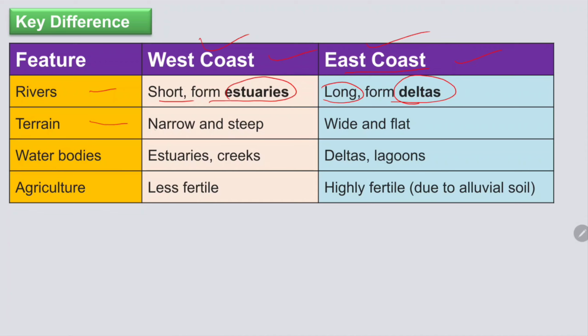And how is the terrain? The western coast is narrow and steep, and the eastern coast is wide and flat. This is the Western Ghats and Eastern Ghats we are talking about. For water bodies, you can see estuaries and creeks here, and deltas and lagoons there. And here agriculture is less fertile, and this is highly fertile due to alluvial soil. So this is the key difference between the west coast and the east coast.